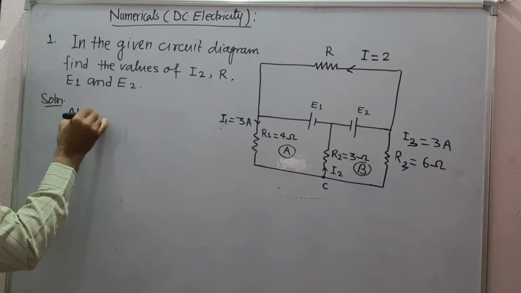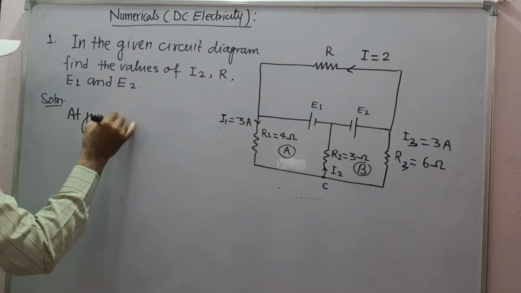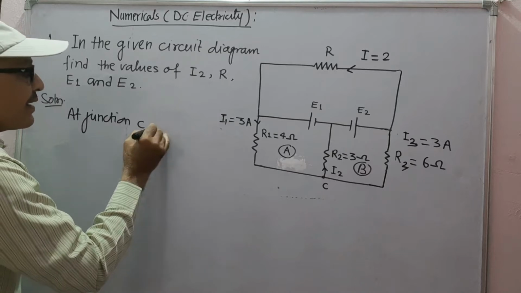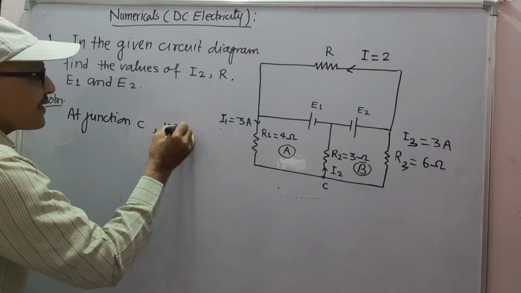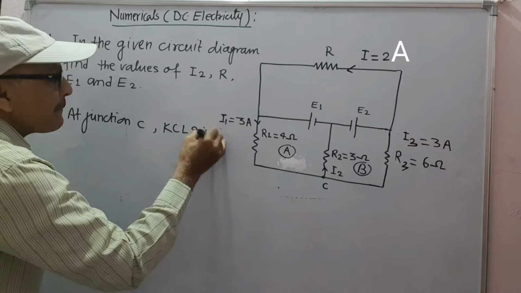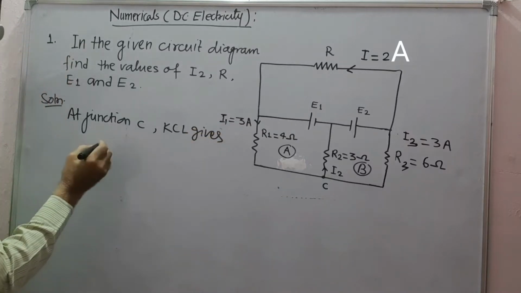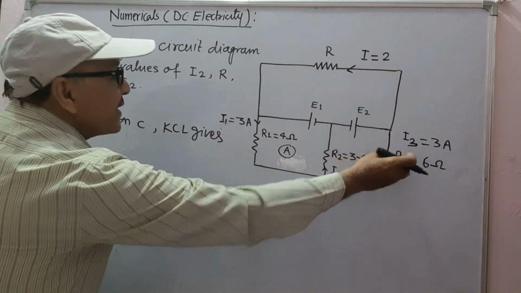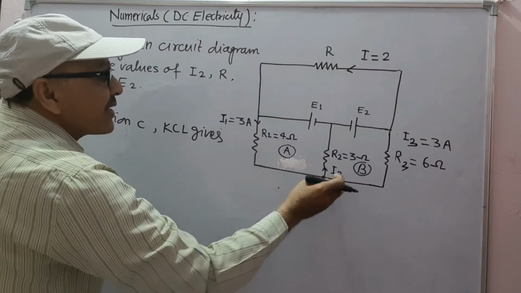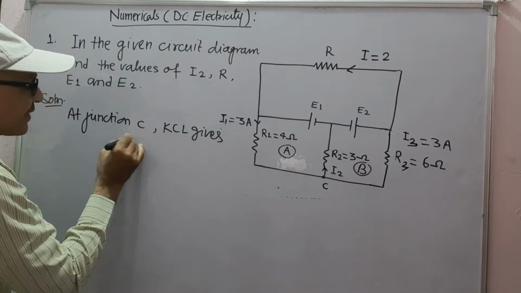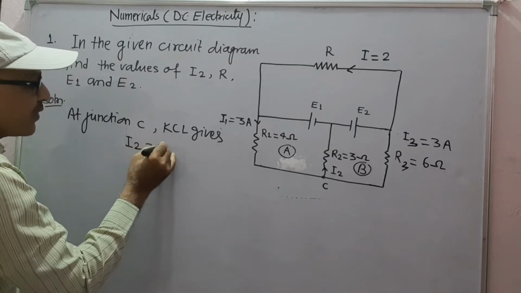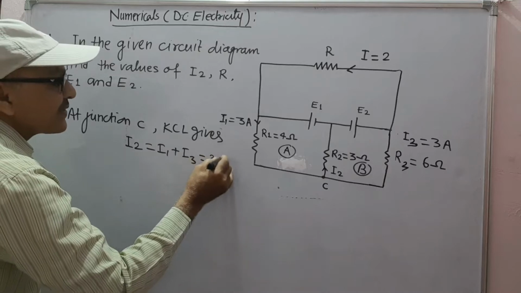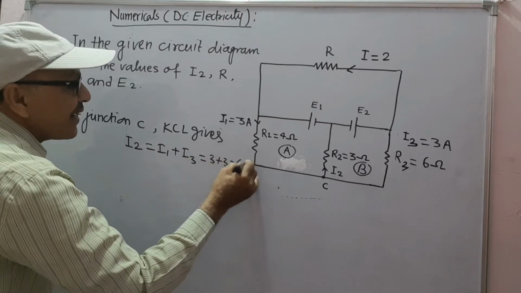At junction C, Kirchhoff's current law gives: I3 and I1 are incoming currents and I2 is outgoing current. Therefore, I2 will be equal to I1 plus I3. That is 3 plus 3 is equal to 6 ampere.